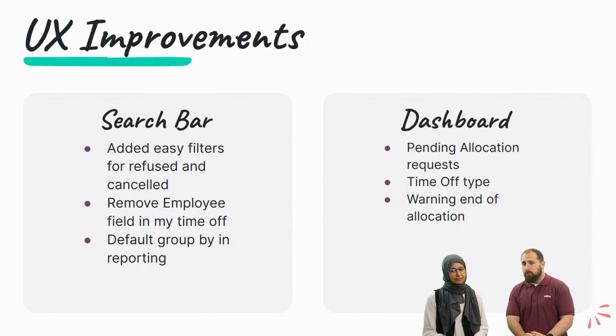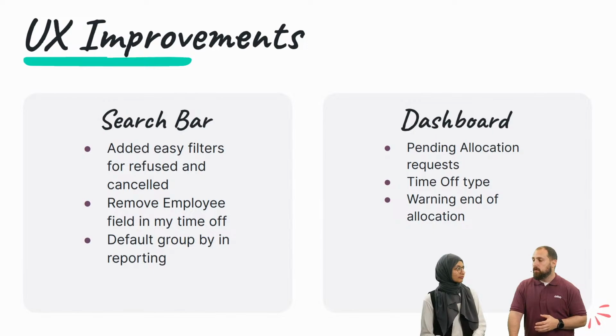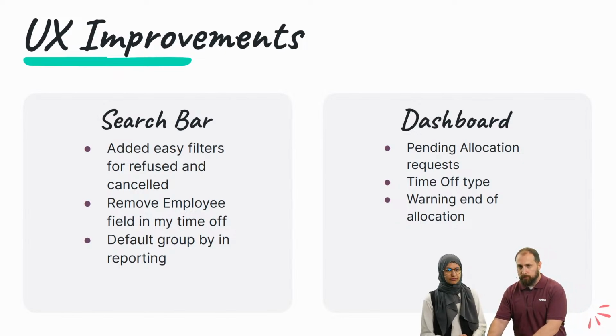And then finally, we've also worked on the warning at the end of allocation, whereas before this warning was already there. It did not take into account the working days, it was just taking into account all days. So now what you see there is a bit more accurate as well.